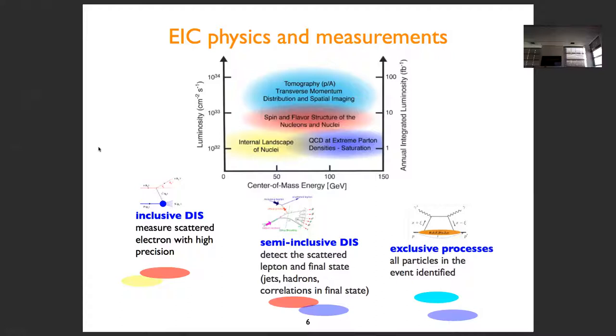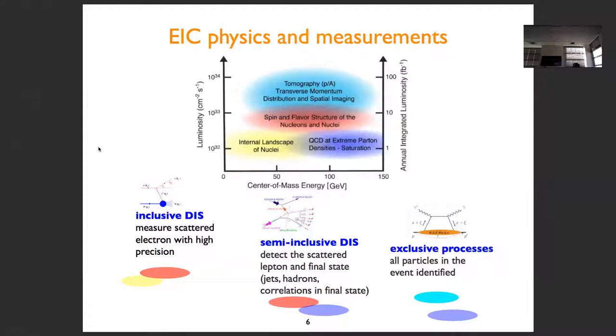What is the internal landscape of the nuclei? It's that you also want to look at fragmentation, how the nucleus fragments internally. It's kind of generic. It's also like nuclear PDFs, and you start thinking of nuclear structure, as was discussed last week.